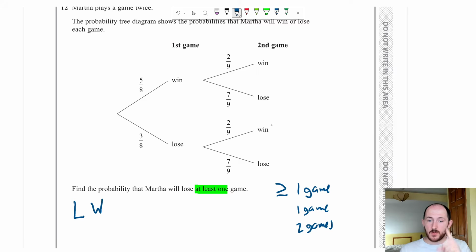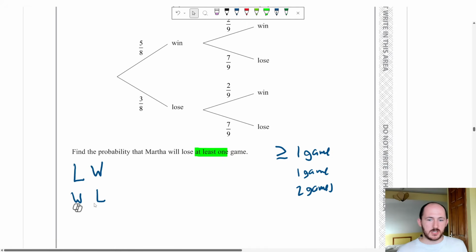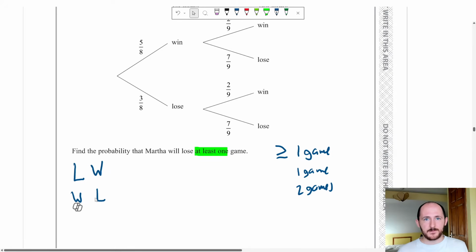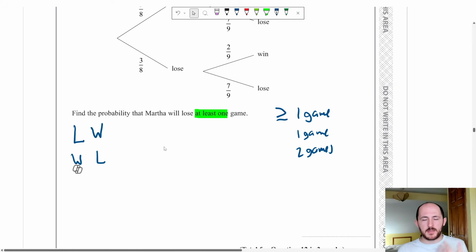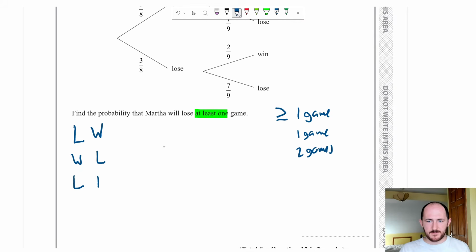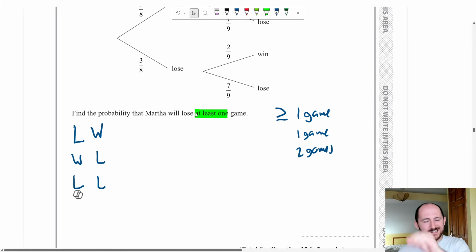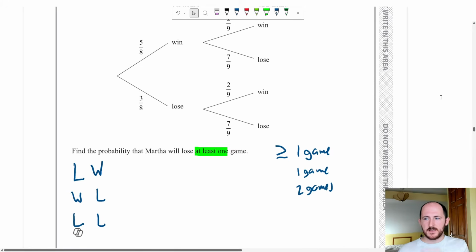But she could also win the first game and lose the second game. That's still losing at least one game, right? She's lost one. She lost the second game. Again, another universe. She could lose both games. And again, you can probably guess which one some students forgot. It's this last one. At least one game is not just losing one game. It's losing at least one game. So it's 1 or 2 games.